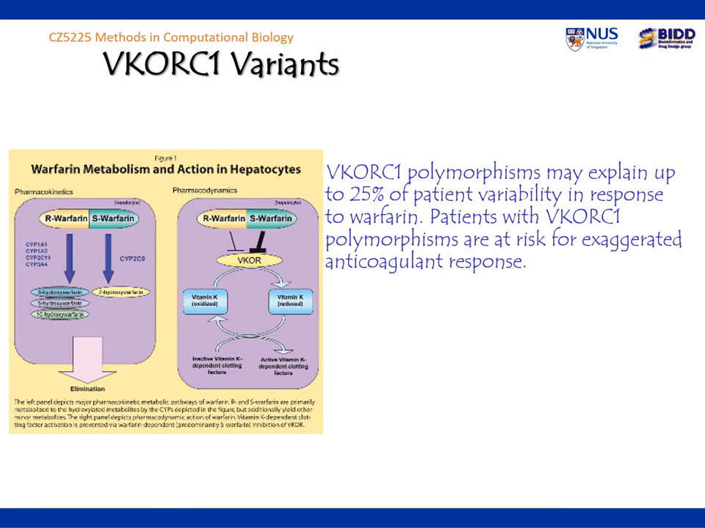So here we are going to discuss the variants of two polymorphic genes, that is CYP2C9 and VKORC1. Firstly, we discuss VKORC1. It's a polymorphism that may explain up to 25% of patients' variability in the response to warfarin. The patients who have VKORC1 polymorphism are at risk for an exaggerated anticoagulant response. So the blood thinning will be more in the individuals who have the VKORC1 allele present in their body, and that will result in excessive bleeding, that is, an excessive anticoagulation response in the patient's body.